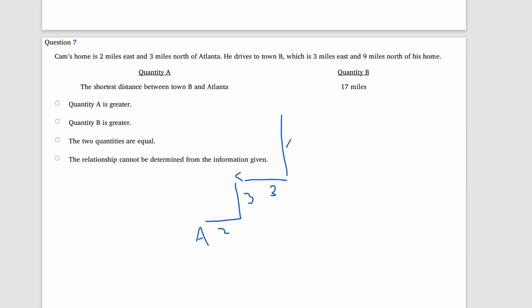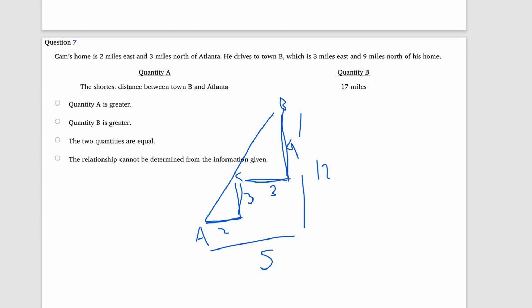Now you're probably expecting me to say, let's do Pythagoras twice. Well, no need. We can do Pythagoras all in one go. It's 2 miles east from A to C, and then 3 miles east from C to B. So in total, it's 5 miles east. Looking vertically, or how far north it is, it was 3 miles north to get to C, and a further 9 miles north to get to B, which adds up to 12. So overall, it's 12.